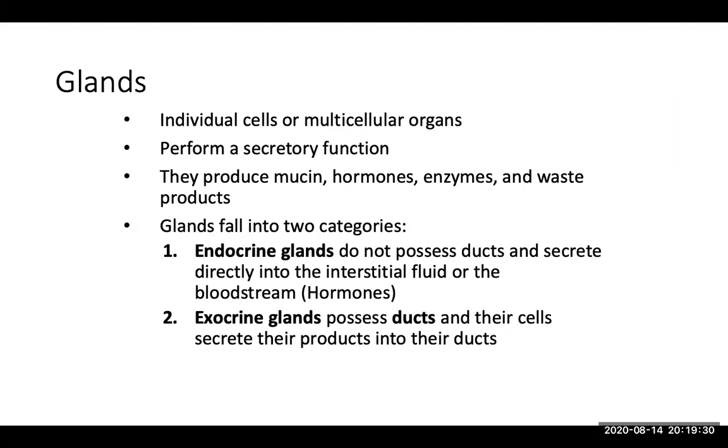They perform a secretory function, so they'll secrete mucin, hormones, enzymes, and waste products. If they're endocrine, they do not possess a duct, such as hormones, and they will go directly into the bloodstream. And if they're exocrine, they will possess a duct, and their cells will secrete their products into the ducts.